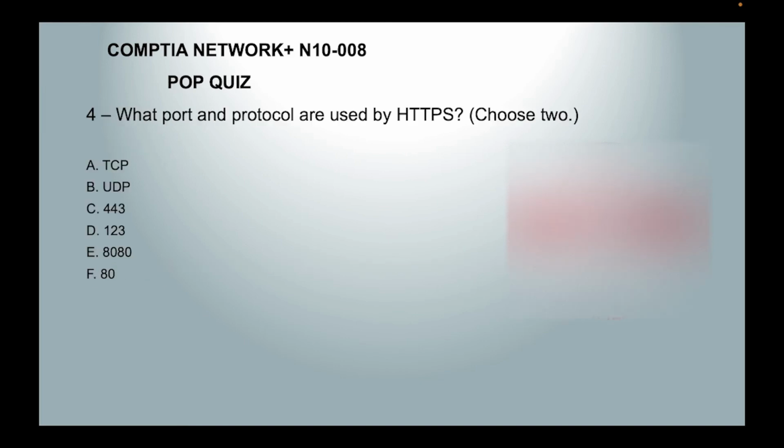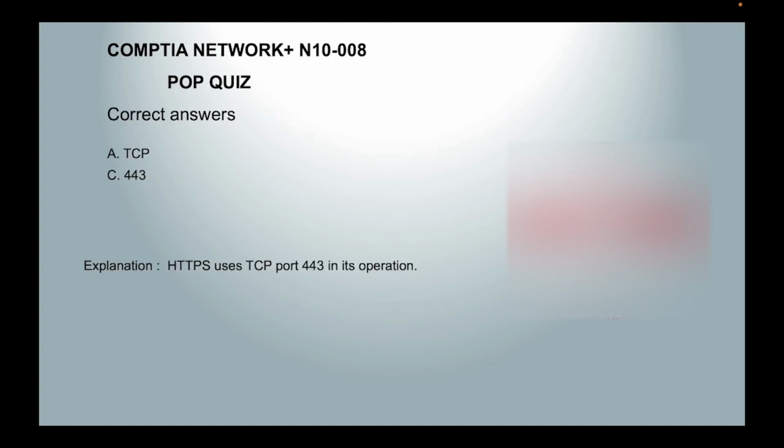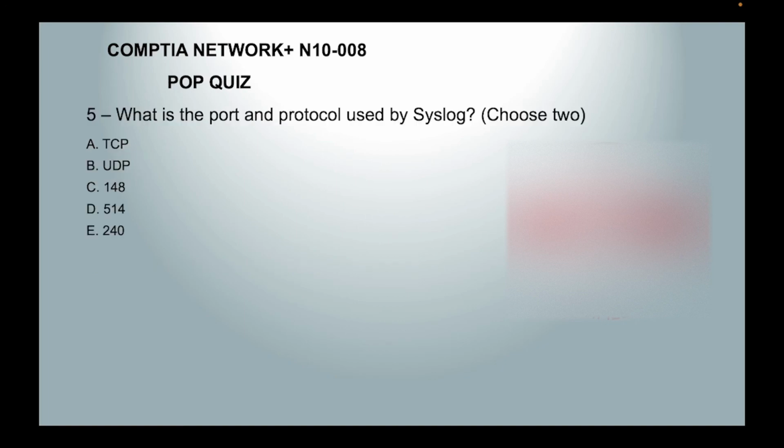Four, what port and protocol are used by HTTPS? Choose two. A. TCP, B. UDP, C. 443, D. 123, E. 8080, or F. 80. Correct answers are A. TCP, and C. 443. HTTPS uses TCP port 443 in its operation.